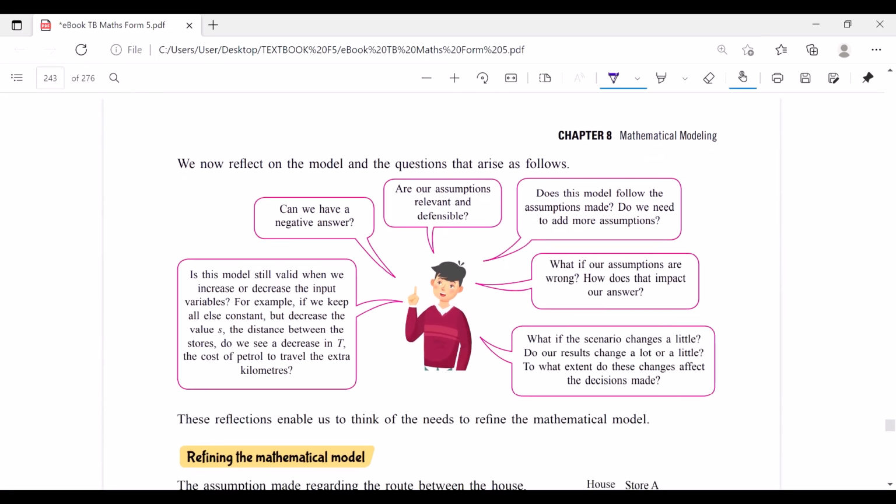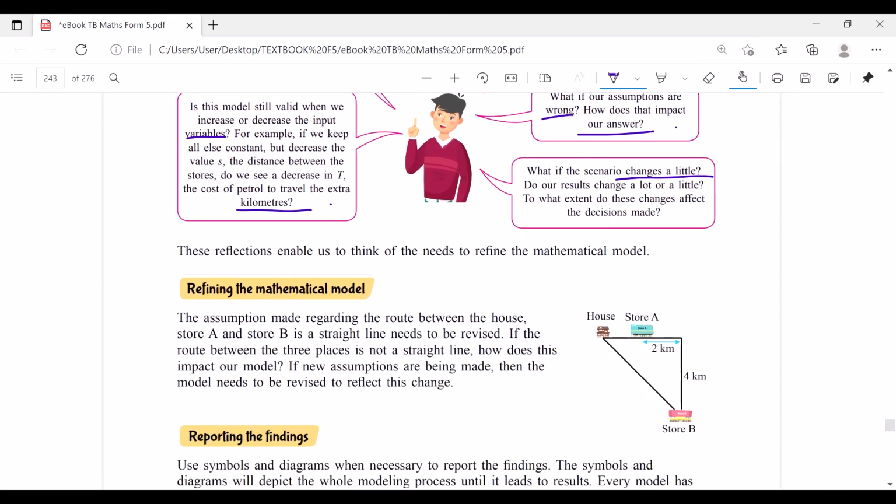So now we can reflect on the model and the questions that arise as follows. Can we have a negative answer? Are our assumptions relevant? Does this model follow the assumptions met? What are the assumptions if our assumption is wrong? What if the scenario changes a little? And then, is the model still valid when we increase or decrease the input variable? All this we have to consider. So reflection enables us to think of the need to refine the mathematical model.